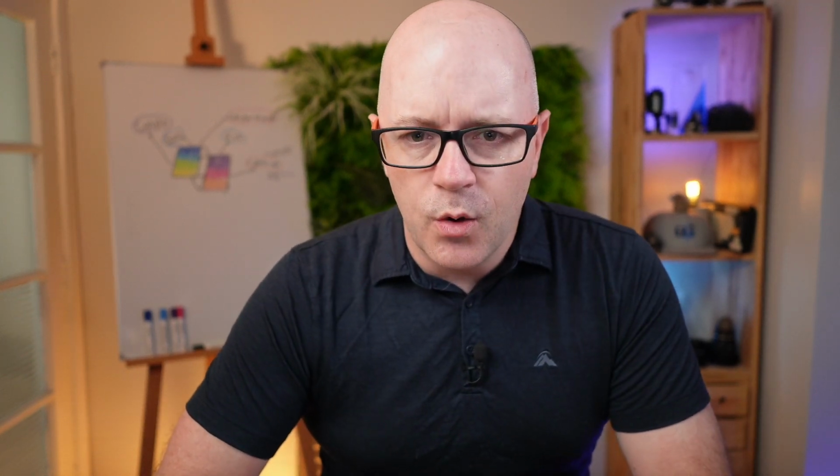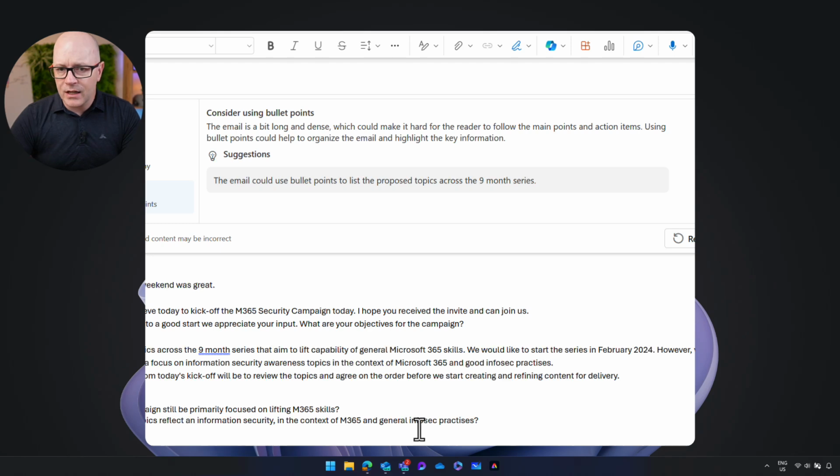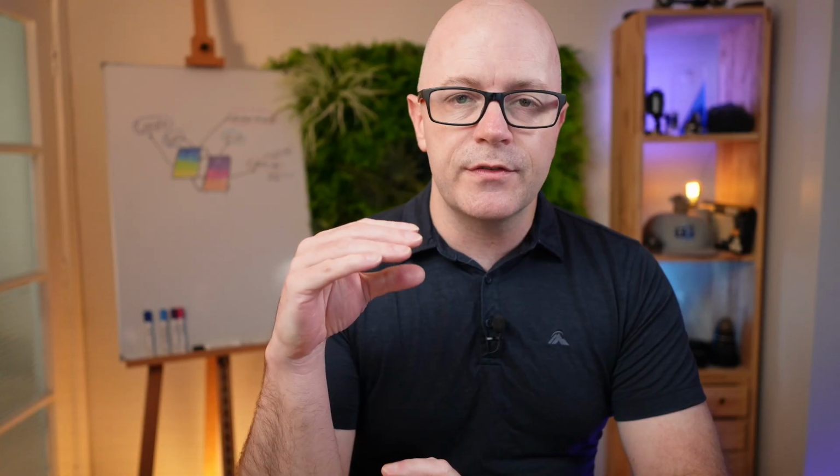So, interesting suggestion. I'm reacting to this. Copilot, I don't like your coaching in this sense, which could make it hard for the reader to follow the main points and action items. Use bullet points, which I did. The email could use bullet points to list the proposed topics around the 9-month series. Well, if I did that, then the email's definitely going to be longer.